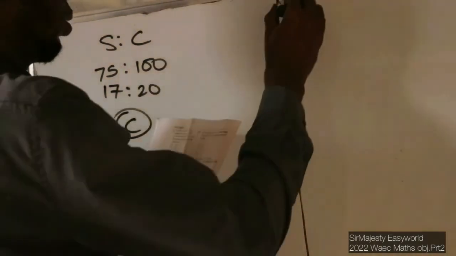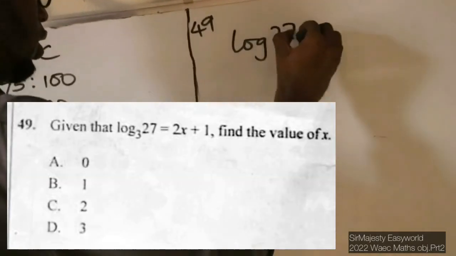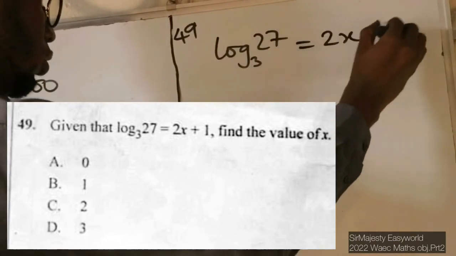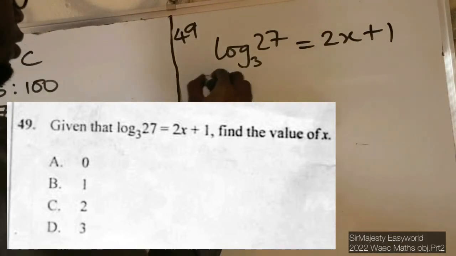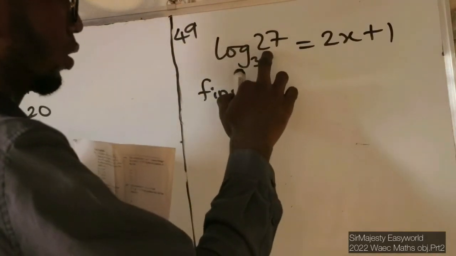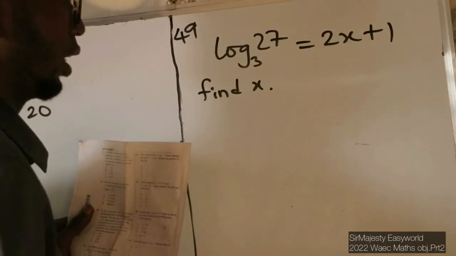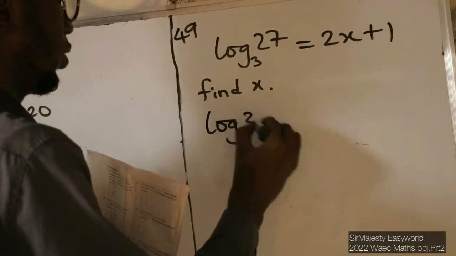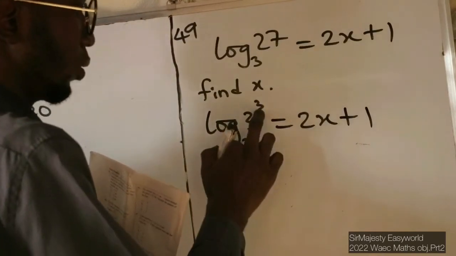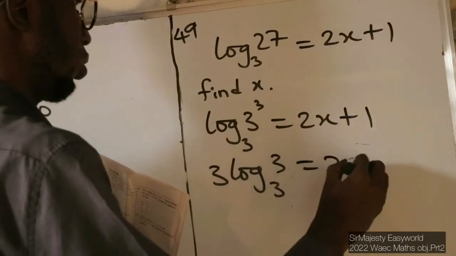Now the next question, number 49, says, given that logarithm of 27 in base 3 is equal to 2x plus 1, find the value of x. So to solve this, of course, we have to express 27 in powers of 3. 27 is 3 times 3 times 3, that's 3 raised to power 3. So we write logarithm of 3 to the power of 3 in base 3 is equal to 2x plus 1.